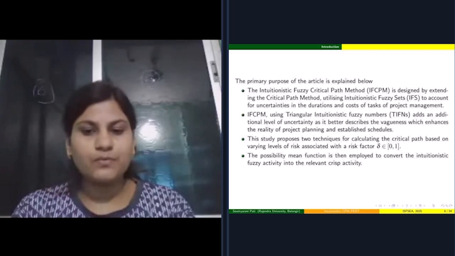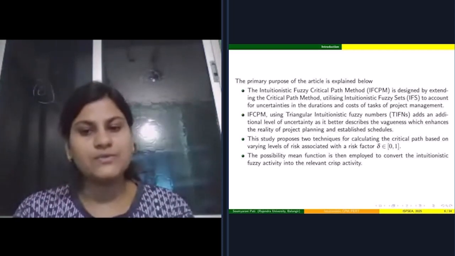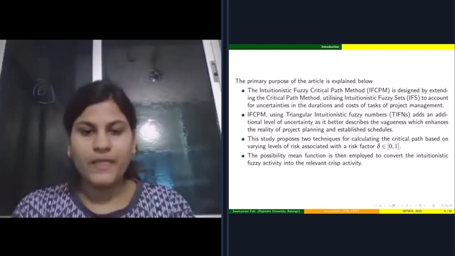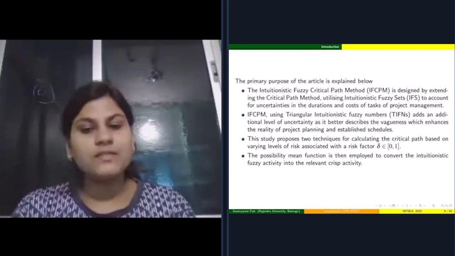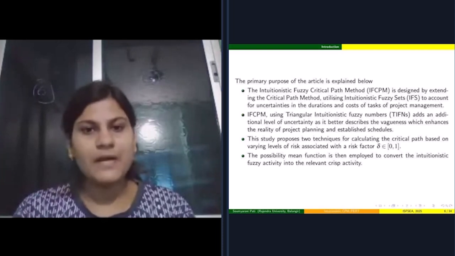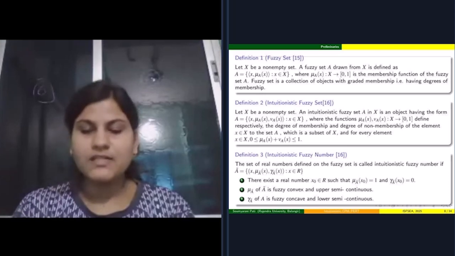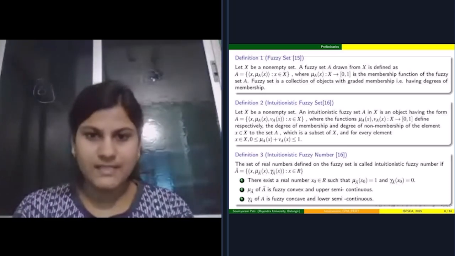This study proposed two techniques for calculating the critical path based on varying levels of risk, as it belongs to [0,1]. The possibility mean function is then employed to convert the intuitionistic fuzzy activity into the relevant crisp activity. This slide contains some necessary definitions related to the intuitionistic fuzzy sets.